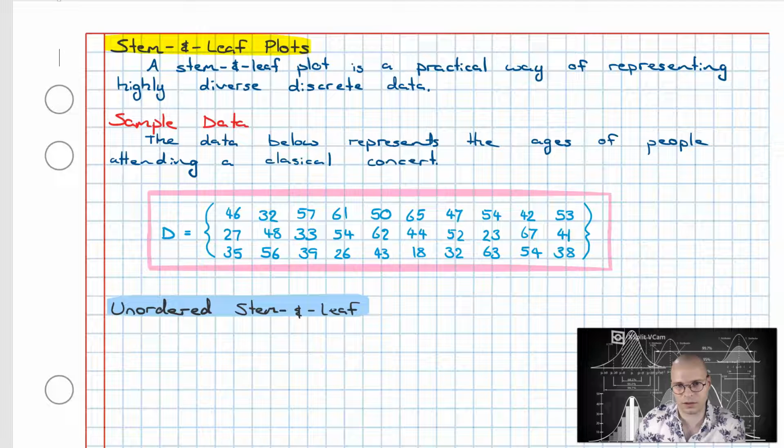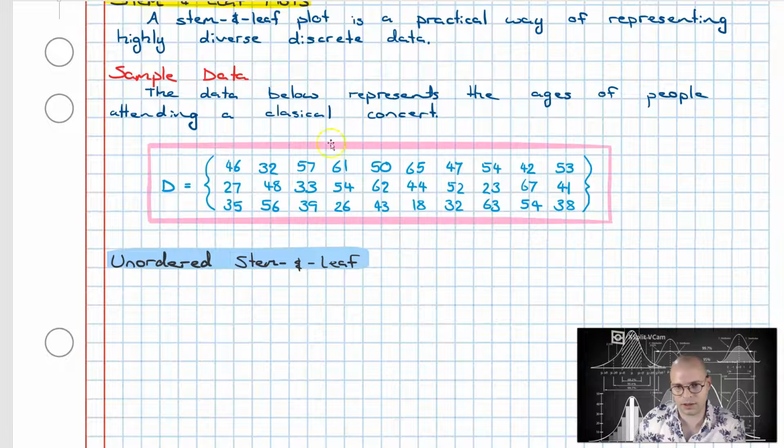Welcome to this video on the topic of statistics. In this video, we're going to have a look at how we can represent data using something called a stem and leaf plot. Now, a stem and leaf plot is a practical way of representing highly diverse discrete data.